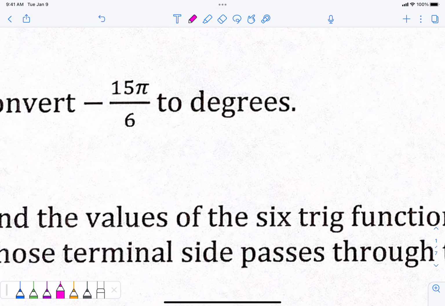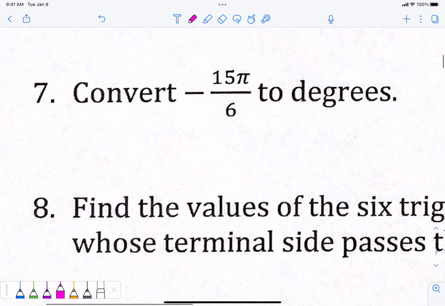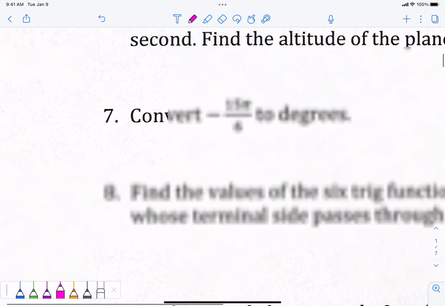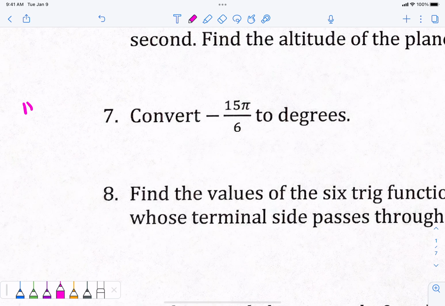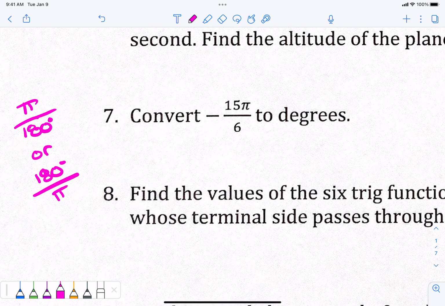Okay, how do you convert degrees to radians and vice versa? Because I might give you the 180 over pi, or vice versa. Either pi over 180 or 180 over pi. On the test I might give you a degree and say convert to radians, but that's just as easy. So I want 180 over pi.